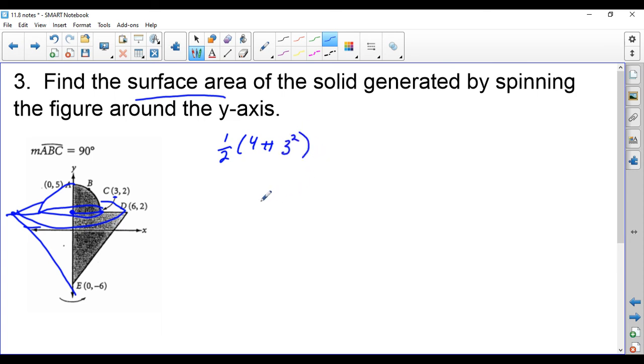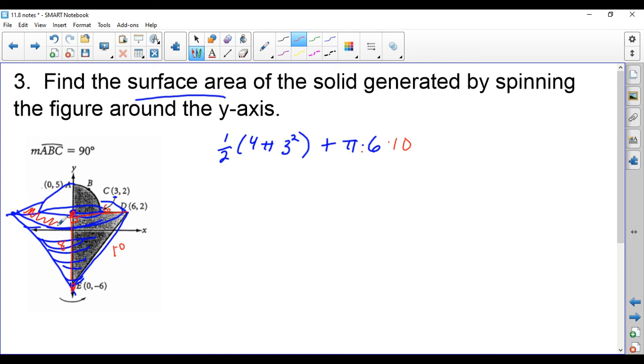Then I need to look at what other surfaces I have. I have this lateral area of the cone going all the way down. Remember, the formula for lateral area of the cone is pi RL. So pi, I need the radius of the cone. It goes from the center out to (6, 2). So the radius is 6. And I need the slant height, which is here. So if this goes over 6, and then it goes from a height, this y-coordinate is 2, down to -6, that would be 8. So the hypotenuse of this right triangle would be 10. So that's pi RL for that outside part of the cone.